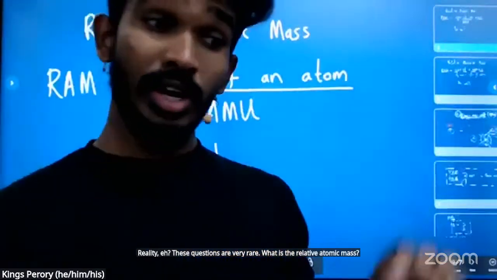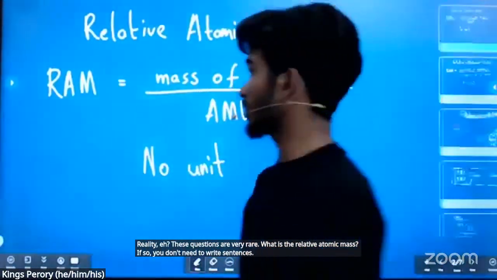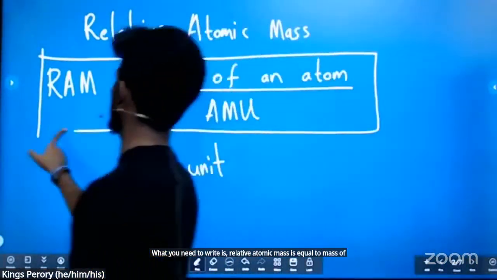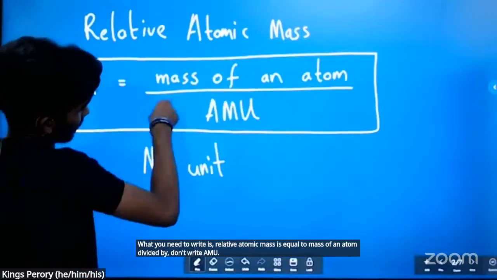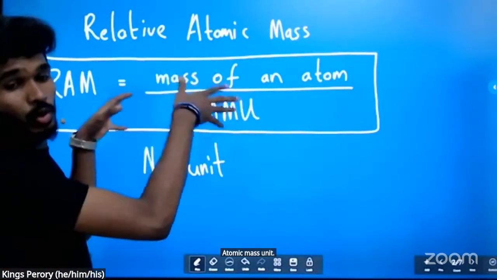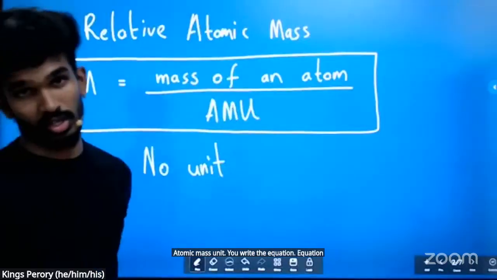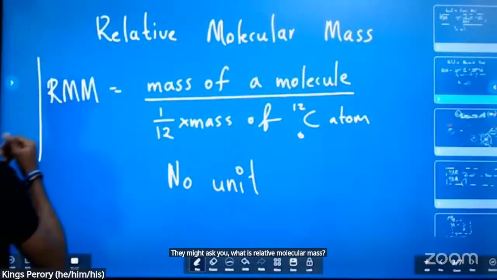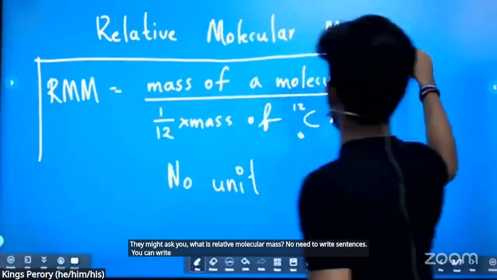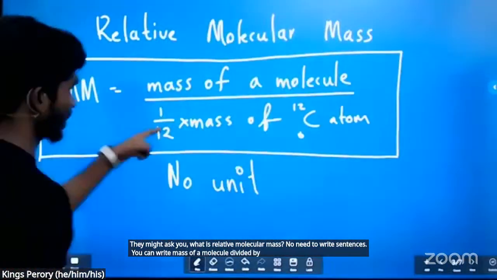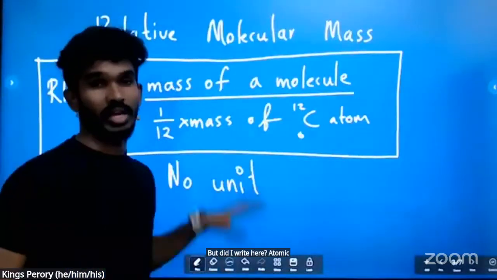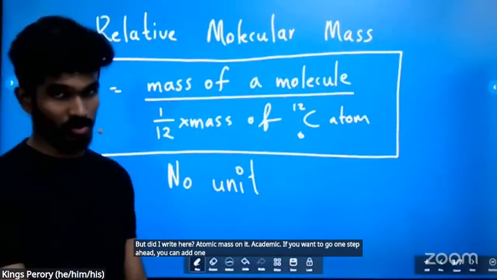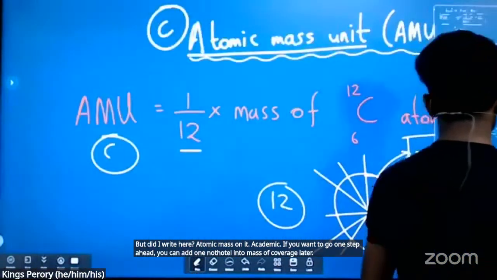If so, you don't need to write sentences. What you need to write is relative atomic mass is equal to mass of an atom divided by AMU, atomic mass unit. You write the equation. The equation becomes the definition there. They might ask you, what is relative molecular mass? You can write mass of a molecule divided by atomic mass unit. Or if you want to go one step ahead, you can write 1/12 of the mass of a carbon-12 atom.